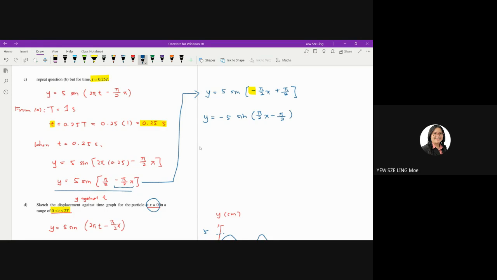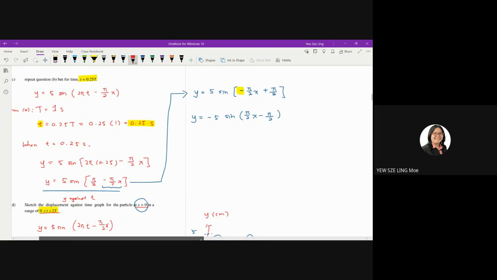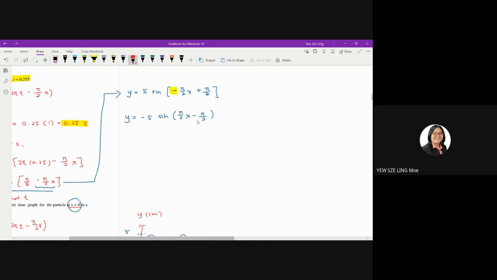So now you have an equation with a negative value. What should you do? How are you going to rearrange it? First of all, you look at the sine with a negative. Now let us look at the general shape first. So sine with a negative. Let us begin with sine.